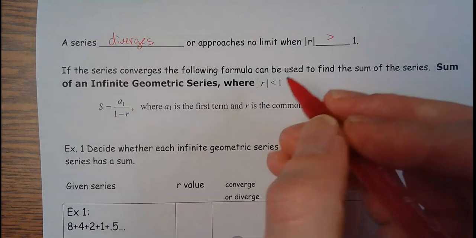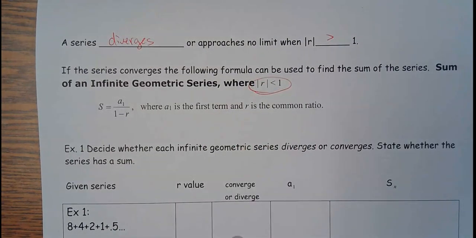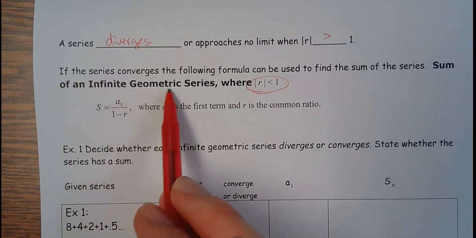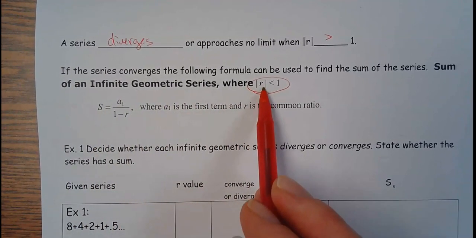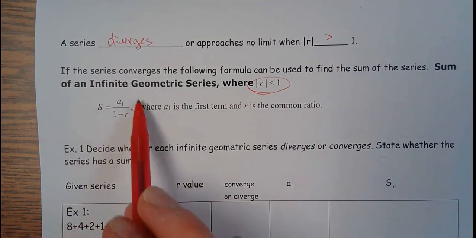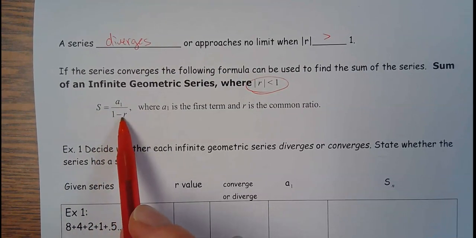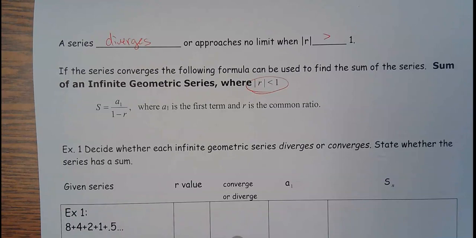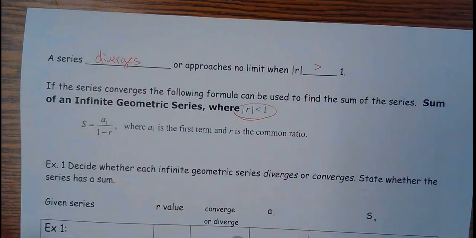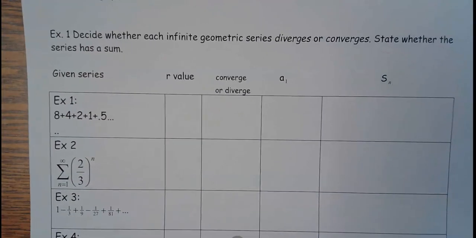But if R is less than 1, then we use a different formula, okay? So the sum of an infinite geometric series, where the absolute value of r is less than 1, is this right here. It's even simpler than the other one. It's just a sub 1 divided by 1 minus r. So again, as long as you know the first term and the common ratio, you're good to go. There's not even an n this time. On the front side, we had to worry about n. On the back side, we don't need to know that, because it doesn't have an n. It's going to go forever.